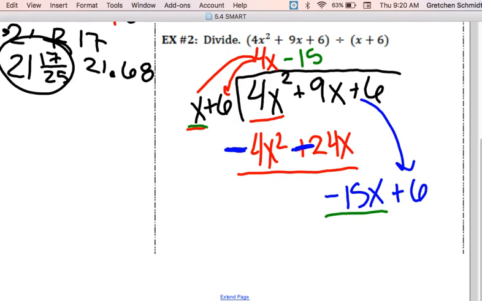Multiply it through, so negative 15 times x is negative 15x. Negative 15 times 6. 15 times 2 is 30, so it's 3 of those sets. 90. And since it's a negative 15, negative 90.